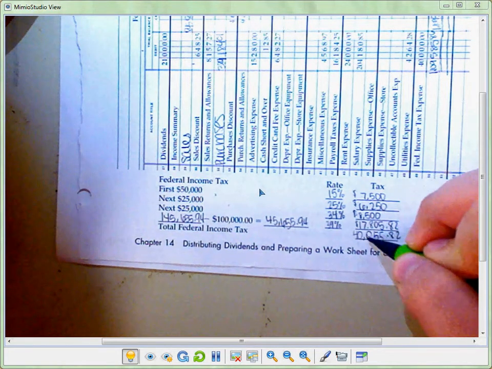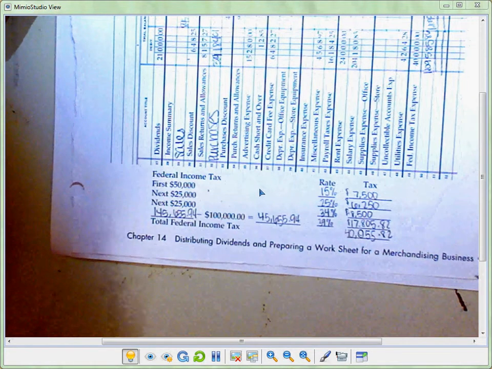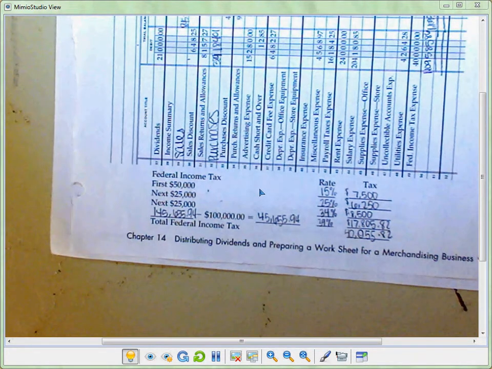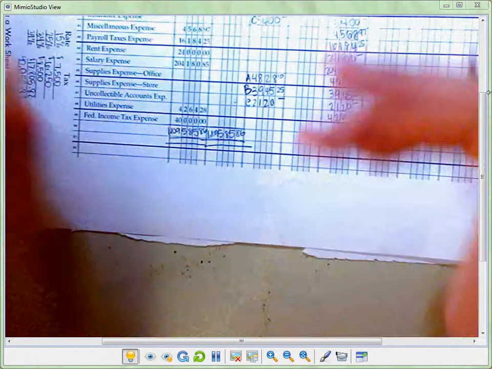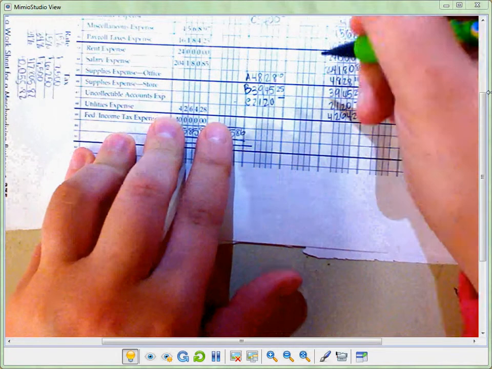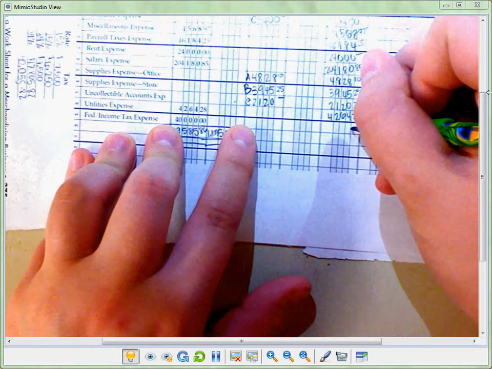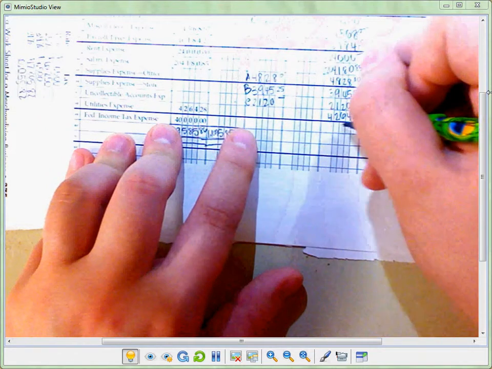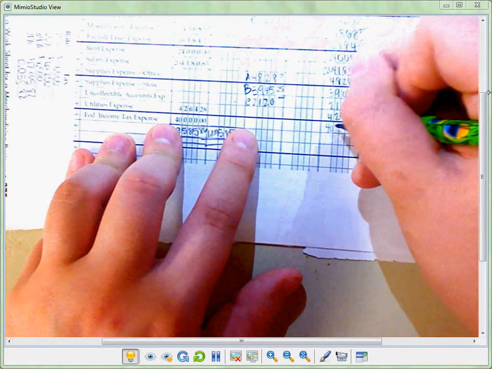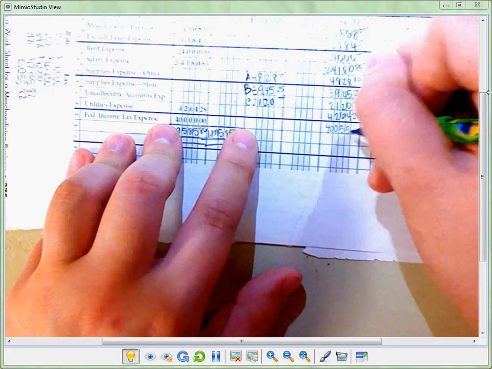Okay, so $40,055.82. Okay, so where we are now putting that number is on our federal income tax expense. So that's there on line 49. And it's going to go in the debit. The income statement? Yep, income statement. So it's the $40,055.82.